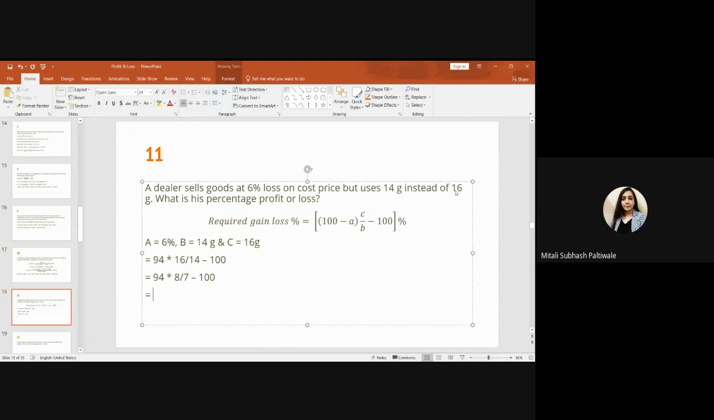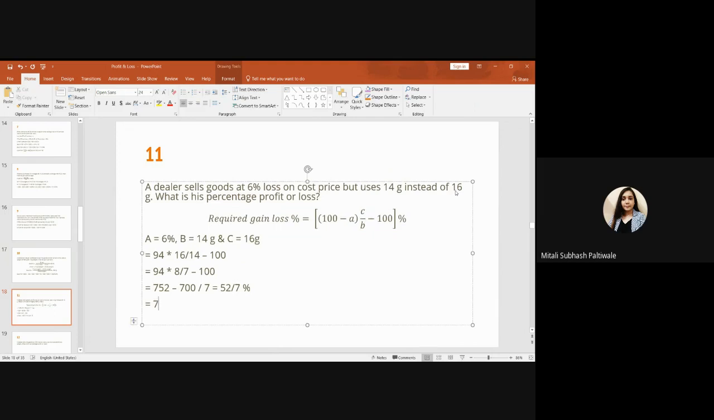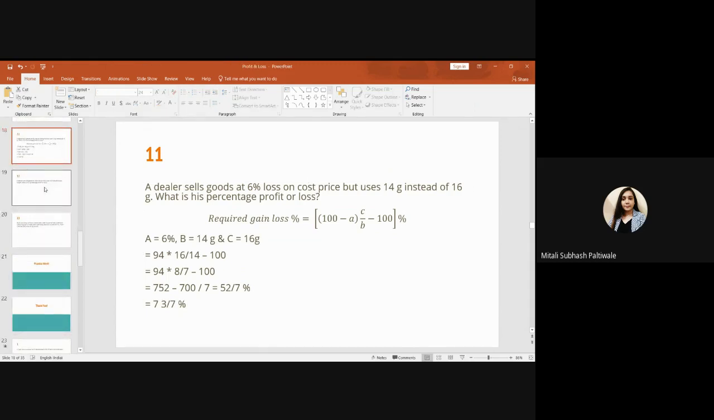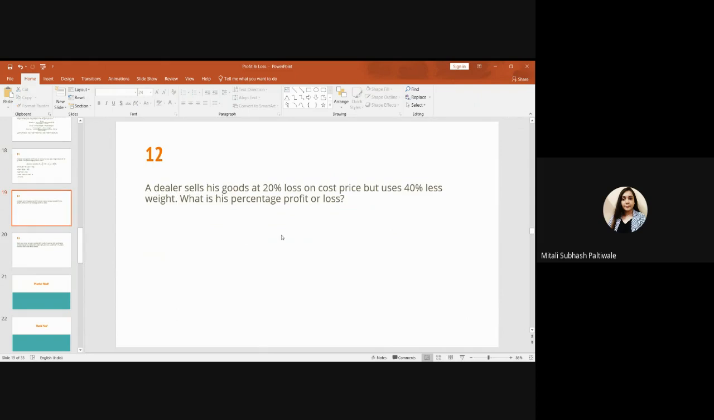Now it is equal to, here it would become, cross multiplication. So this would become 752 minus 700 divided by 7, which is now equal to 52 divided by 7. Here it will be percentage. And this will further get divided into 7 into 3 by 7 percent, 7%. Okay, now that's it. This is the formula, and a direct formula was there, so I have just kept the direct formula. Okay, now let's get on to another example.